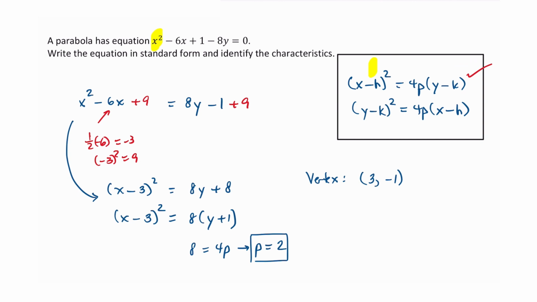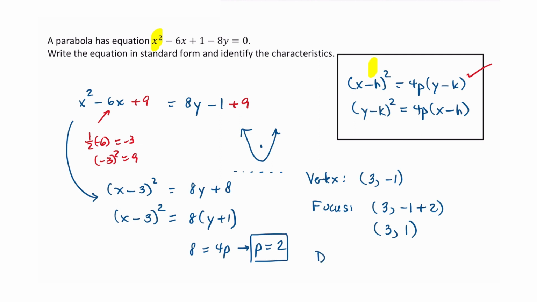This is an x squared equation, which means the parabola is going to open vertically. And since p is 2, the focus will be above the vertex. So that means we have a vertically opening parabola. Focus here, directrix here. So that means that our focus is 2 units above our vertex at 3, negative 1. So our focus is at 3, negative 1 plus 2, which of course we'll write as 3, 1.